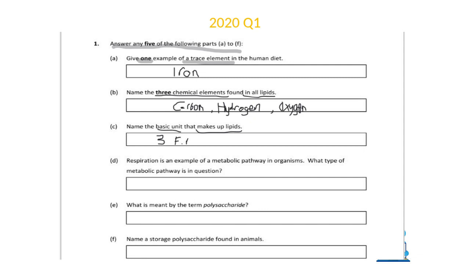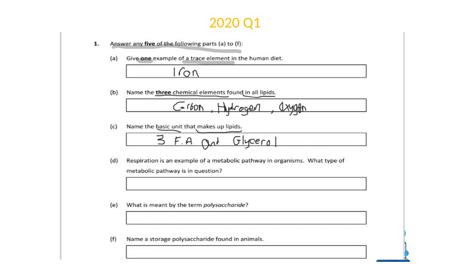In the exam, you're going to write fatty acids. I'm just doing this for speed. So 3 fatty acids and the glycerol. And just be careful that you don't refer to glycerol as glyceride and get mixed up with the triglyceride. Glycerol is the unit.